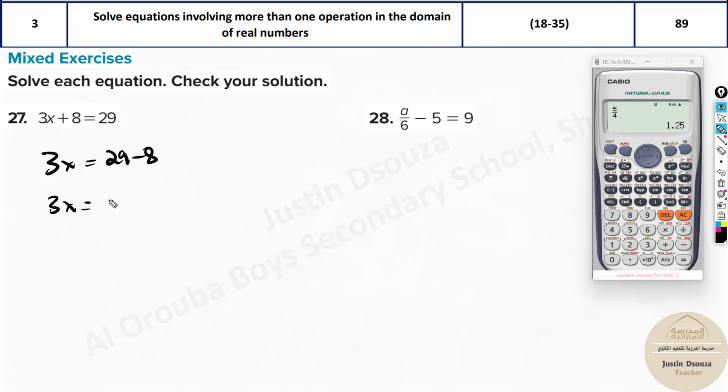3x equals, solve this, it will be 21. We know 3 is a multiple of 21, in the sense 21. Take this to the other side, it will be divided, so x is equal to 7. 3 times 7 is 21.